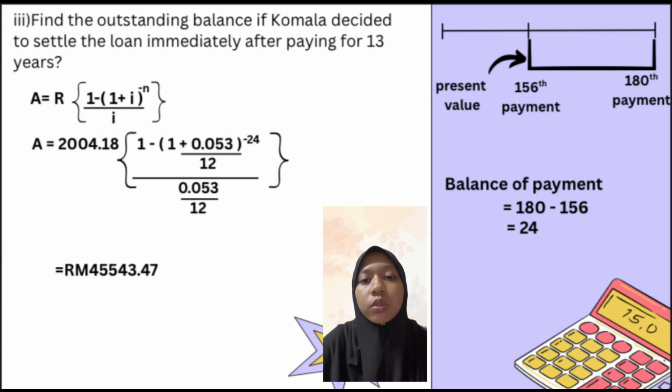Third Roman, find the outstanding balance if Kamala decided to settle the loan immediately after paying for 13 years. This question wants us to find the value of A. To find the value of A, we need to use the present value formula, which is A equal to R open bracket 1 minus open bracket 1 plus i close bracket power of negative n close bracket divided by i. To get the value of A, first we need to find the value of n.